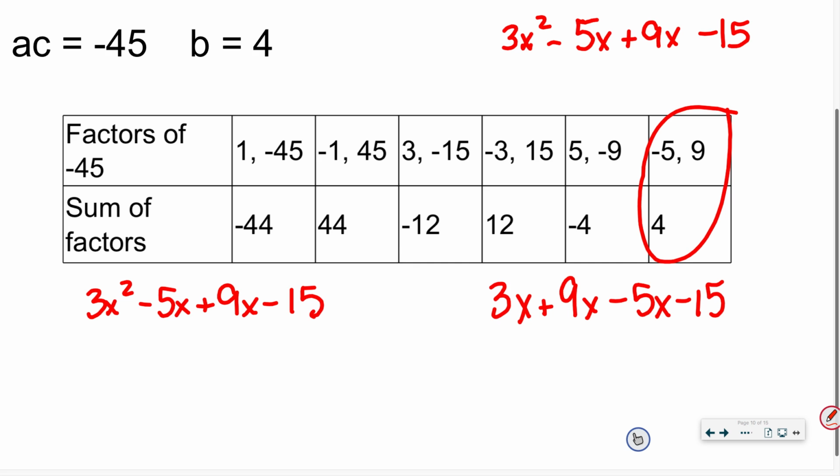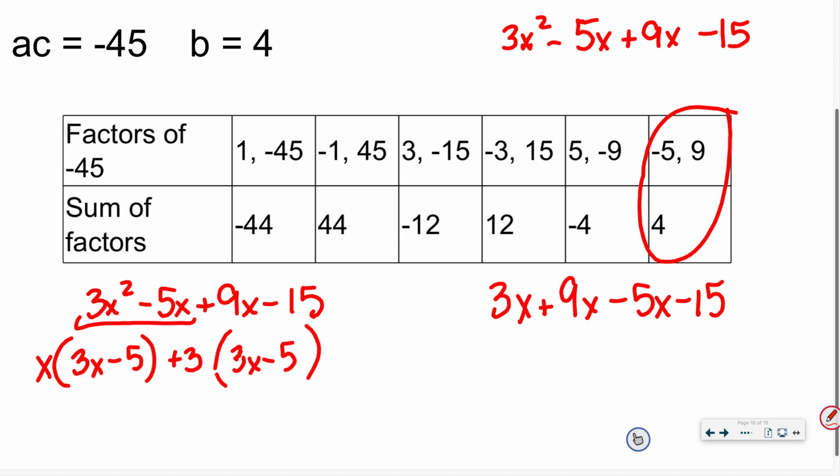Does the order matter? What would the greatest common factor be of these two terms? An x. What's left? 3. What's the greatest common factor here? 3. What's left? 3x.